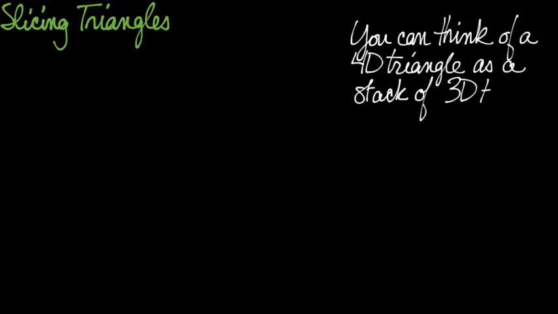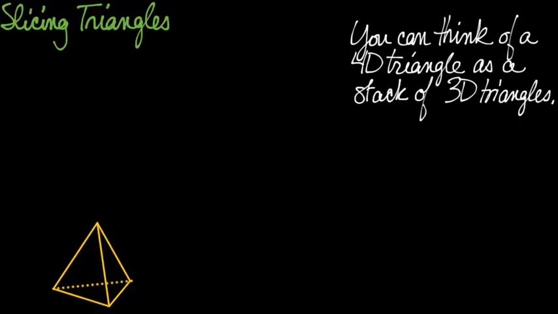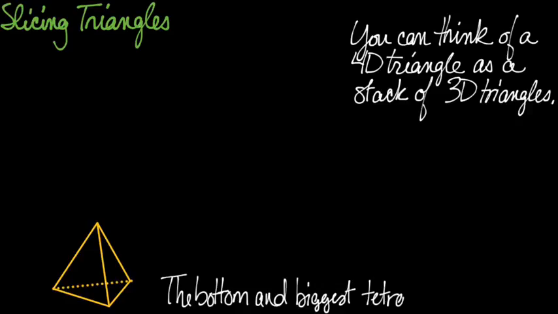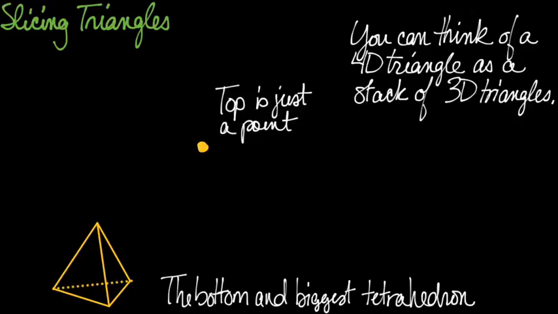Okay, well, by analogy then, that means you can think of a 4D triangle as a stack of 3D triangles which are shrinking. And so what I'm going to do is draw that bottommost, biggest tetrahedron. Okay, and again, I'm not coloring in the faces, but that's a 3D triangle right there. And that's supposed to be the biggest one. The very topmost tetrahedron is supposed to be just a point, like the tetrahedra just shrank away to nothing.